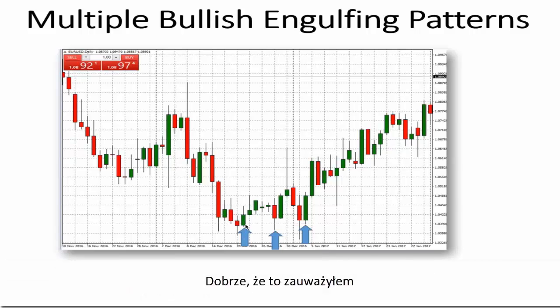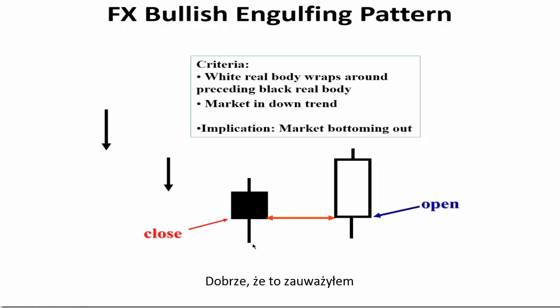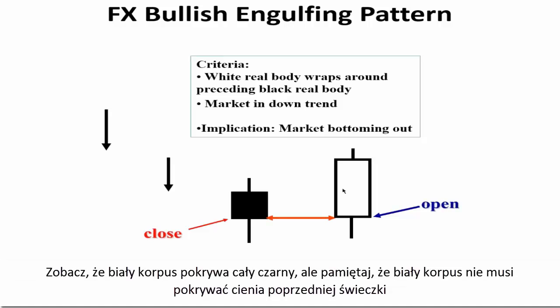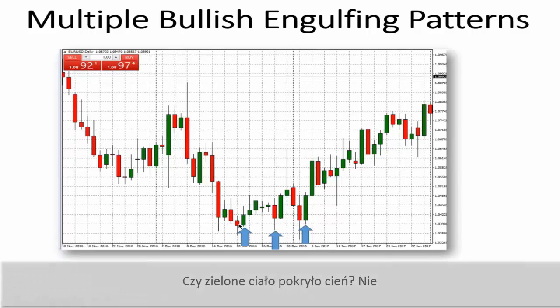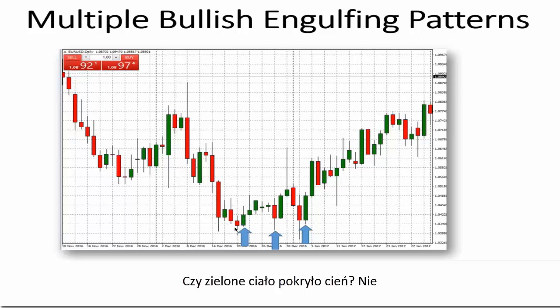And let me point out something, I'm glad I saw this here. Notice this white real body wrapping around the black real body. This white real body does not have to wrap around the shadows. It does not have to wrap around the lower shadow. So this is a valid bullish engulfing pattern. See this green real body wrapped around the red real body. Did this green real body wrap around the shadows, the lower shadow? No, right? But it did wrap around the red real body. And the same thing here.